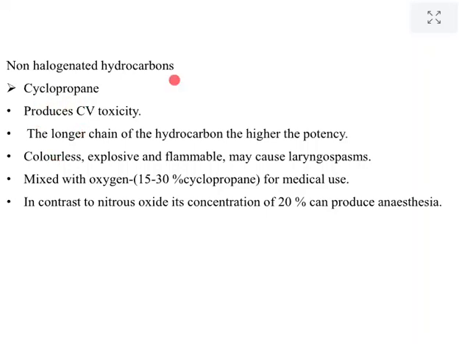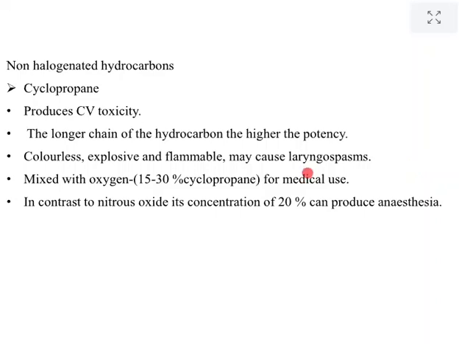But now we are talking about the halogenated hydrocarbons: the higher the hydrocarbon chain, the higher the potency, of course to a maximum, because of depotization. It's colorless, explosive, and flammable. It can also cause laryngospasm. So you can see it is not really ideal. It doesn't have the ideal characteristics as we have already discussed, and therefore we don't use it much. Cyclopropane at 15 to 30% is mixed with oxygen for medical use.